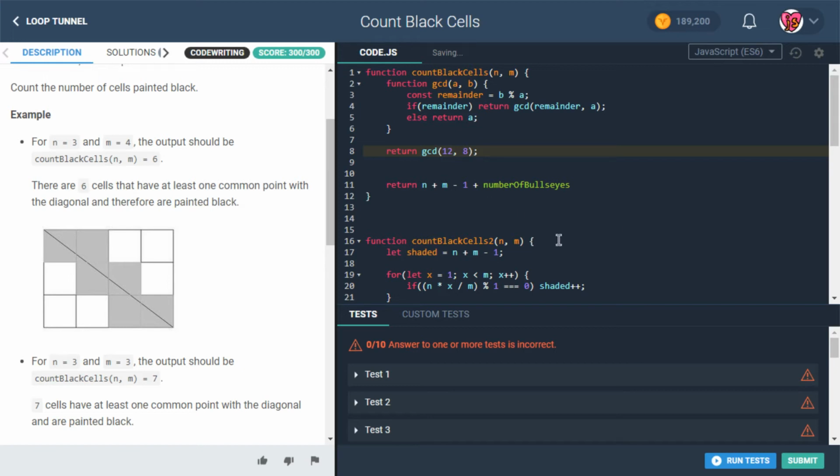Okay, so Augustos asks, if we loop from 2 to math.min of n and m to find GCD, is it still considered to be O of n? Yeah, I think so. At the very least, it would be big O of math.min of n and m, right? And then also, how would you do it from there?